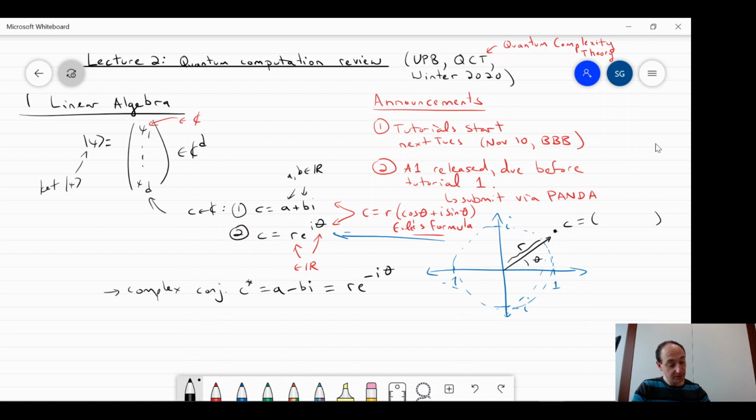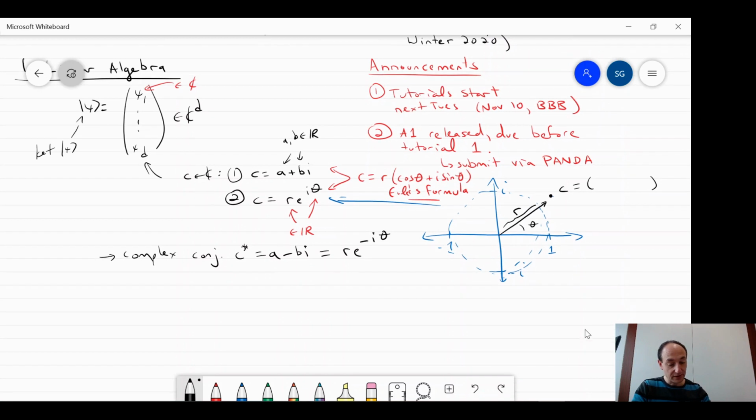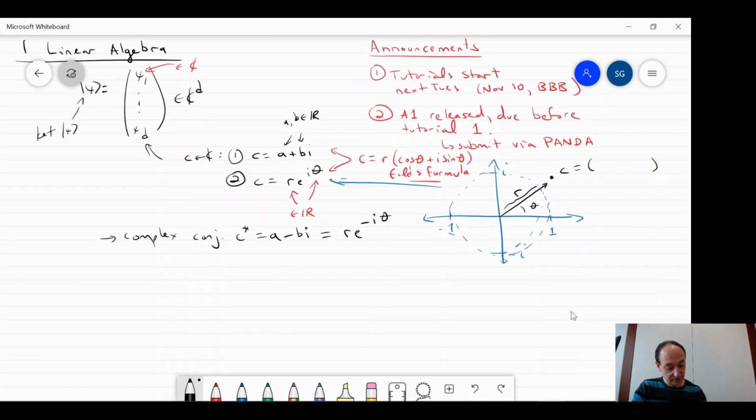Okay, and let me just very briefly remind you that this r over here is really what we think of as the magnitude of the complex number, right? And theta is always what we call the phase, when we work in this polar form.